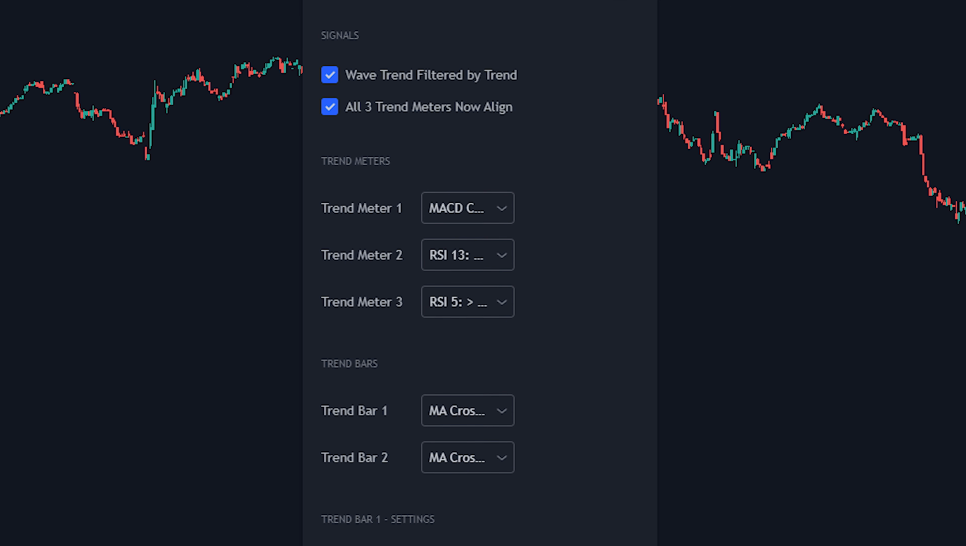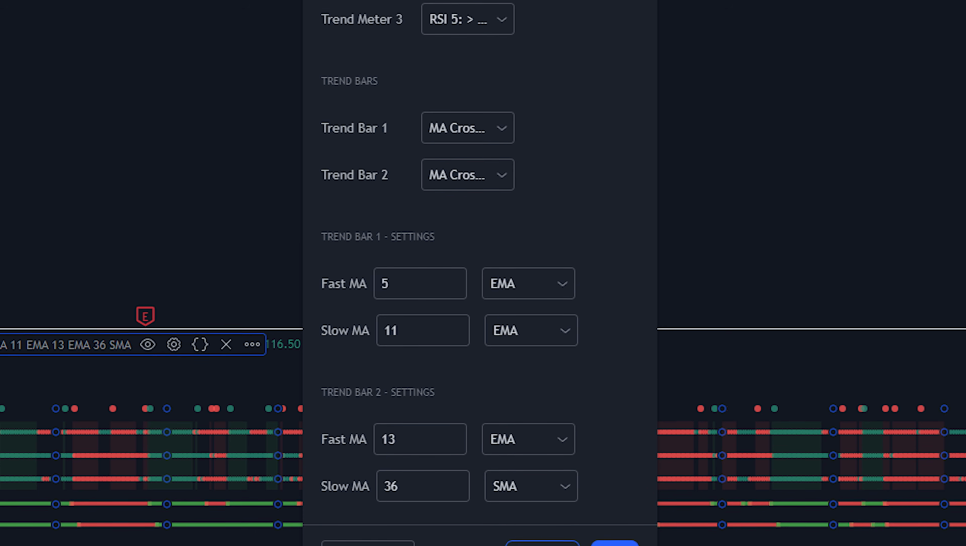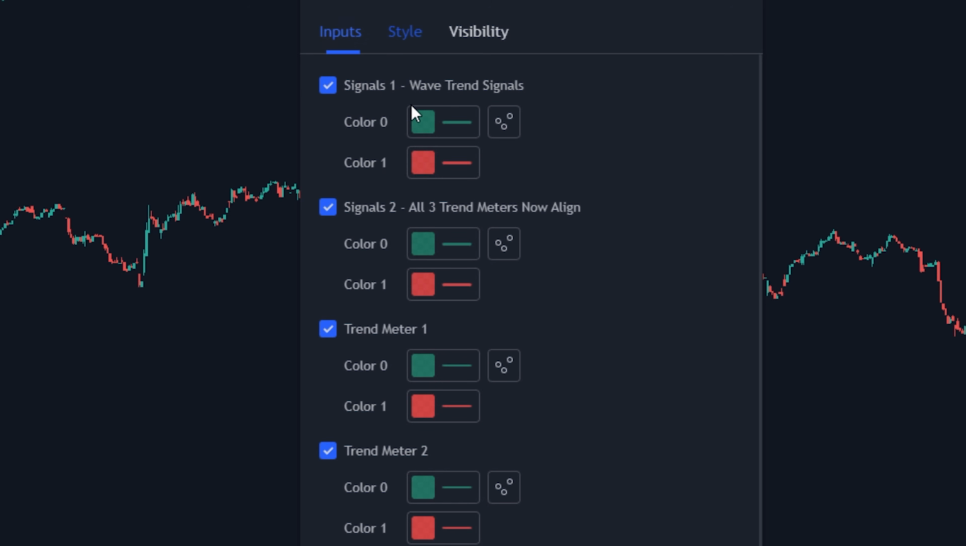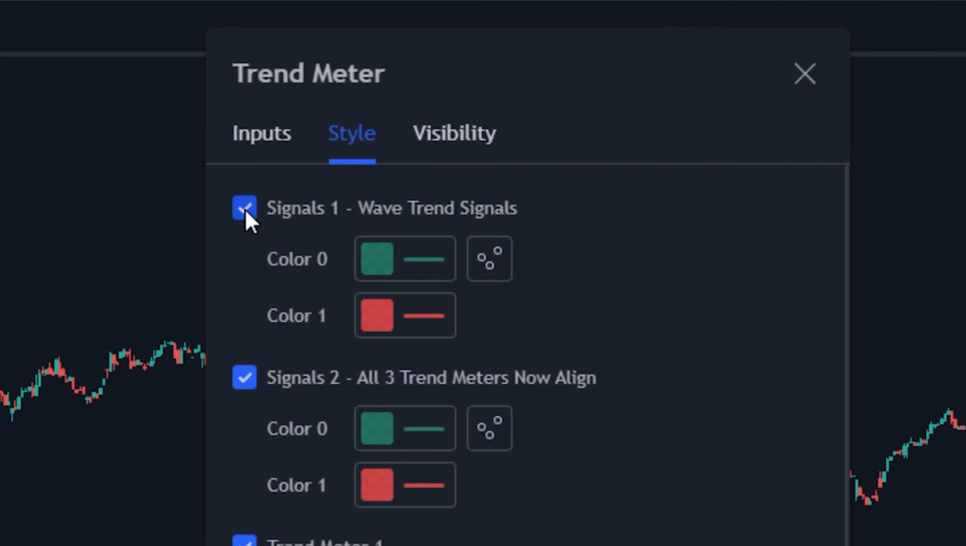If you go to the settings of the indicator, it'll show you all the indicators it uses. I personally keep all these settings at default, but you can change them if you desire. The one setting I do like to change is go to the styles tab and uncheck the signals one box.